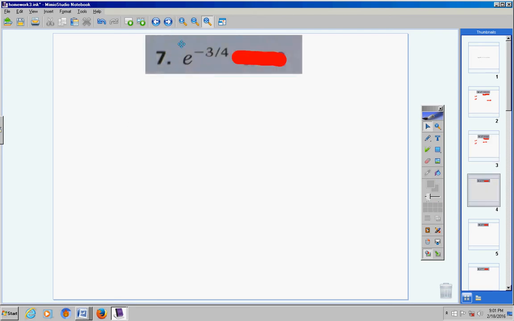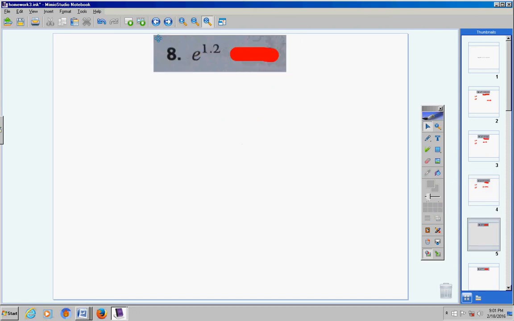Number 7, okay, if you will hit on your calculator second, the natural log, e will pop up, then an arrow, then a parentheses, then type in negative 3 divided by 4, close your parentheses, hit enter, and you'll get this right here.